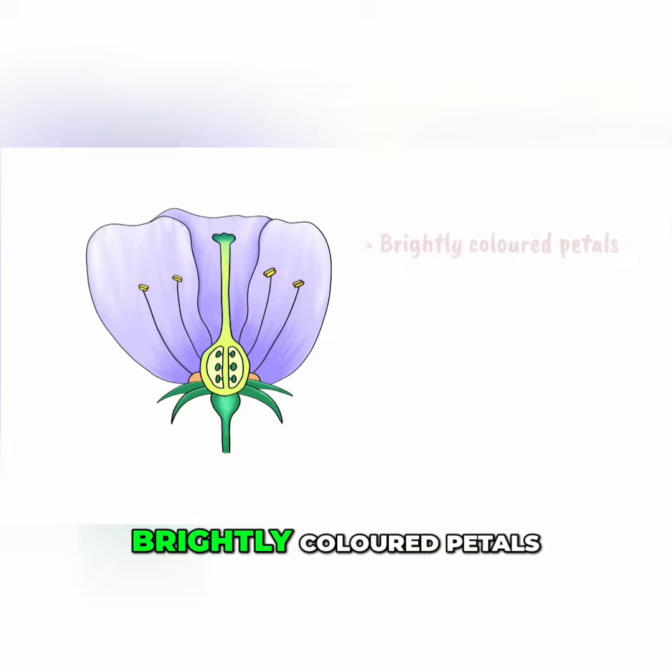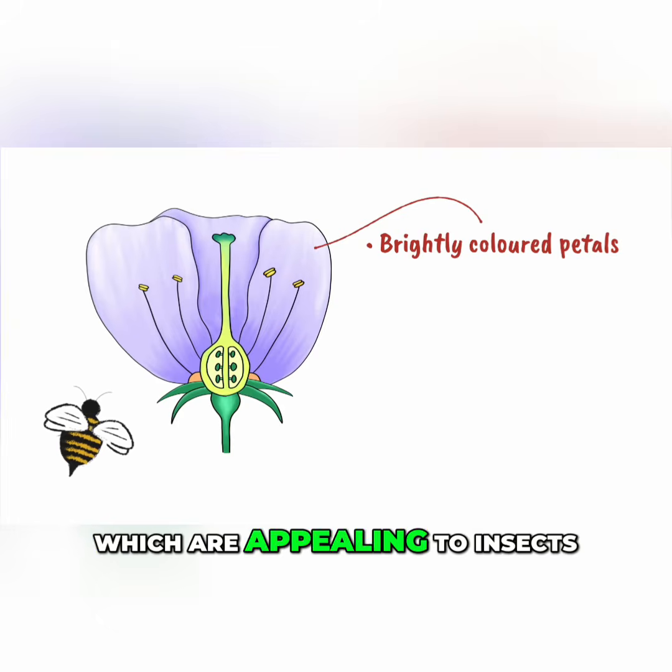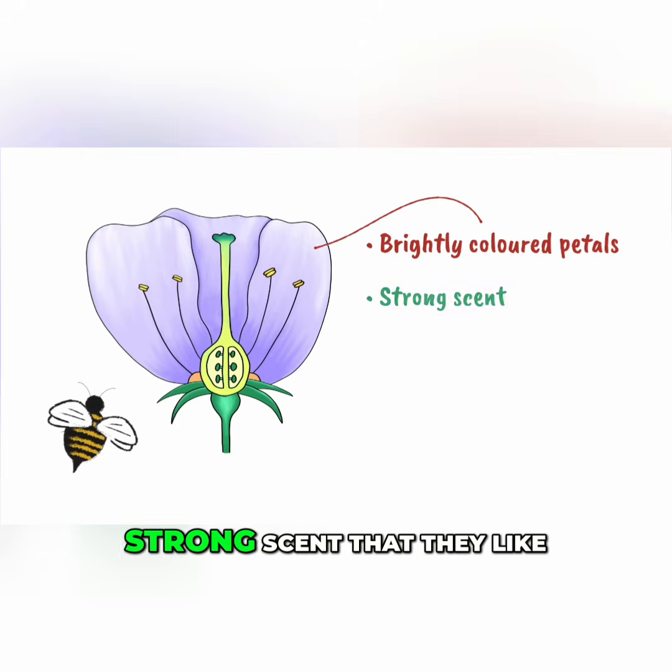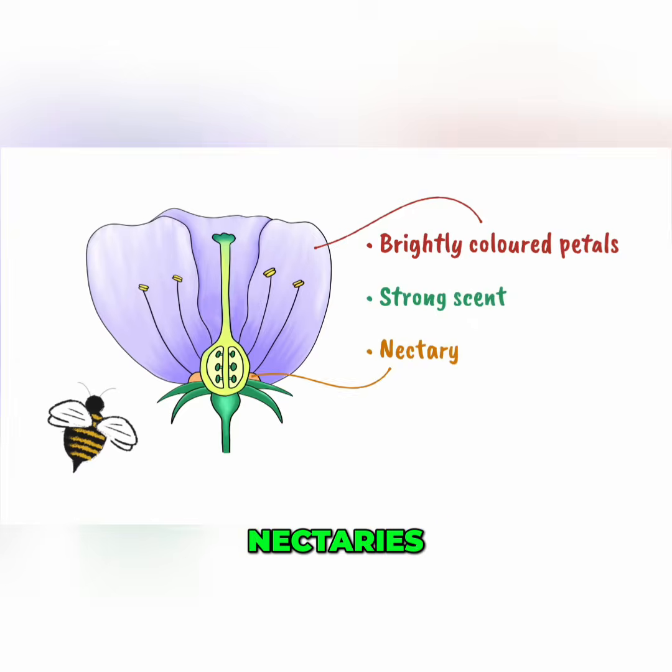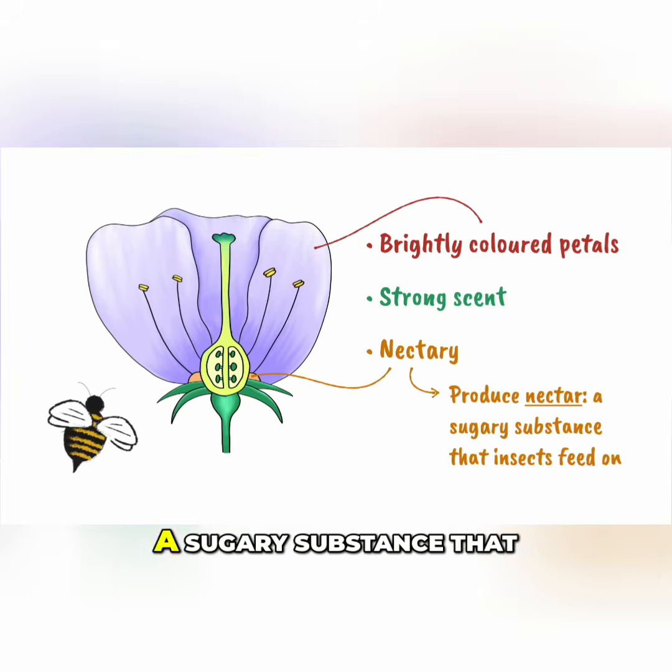They tend to have brightly coloured petals which are appealing to insects, as well as a strong scent that they like. Many flowers also have nectaries, which produce nectar, a sugary substance that insects feed on. Notice that the nectary is located far below the anthers where the pollen is produced.